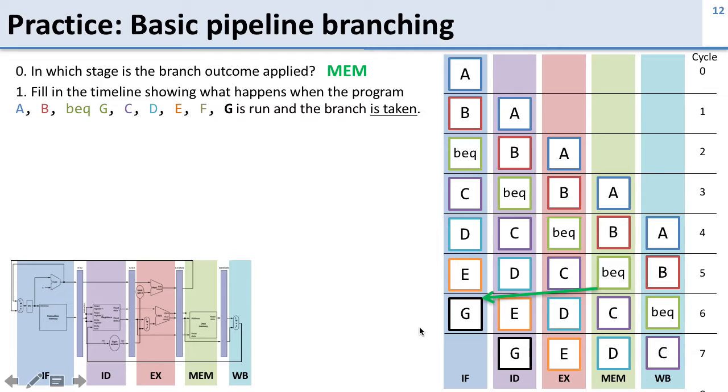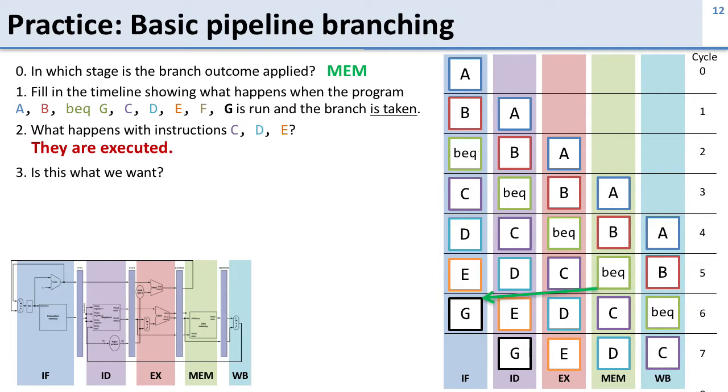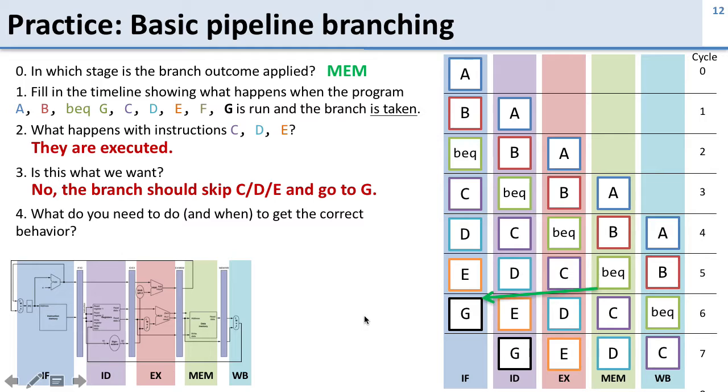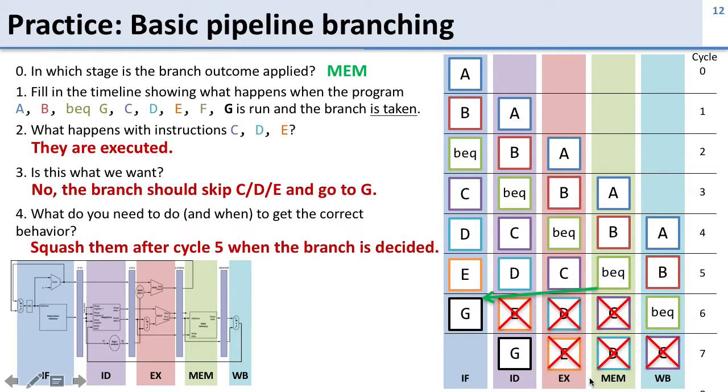And so if you look at what happened here, instructions C, D, and E got executed, even though we had a branch which was supposed to jump over them, we still went ahead and executed them. So these instructions are executed, and is that what we want? No, it's not what we want. We wanted to skip those. We wanted to go directly from A, B, branch, and then skip to G. So how could we fix this? Well, what we need to do is when we figure out this branch here, we need to go in and squash these instructions. We need to get rid of them so that they don't actually execute.